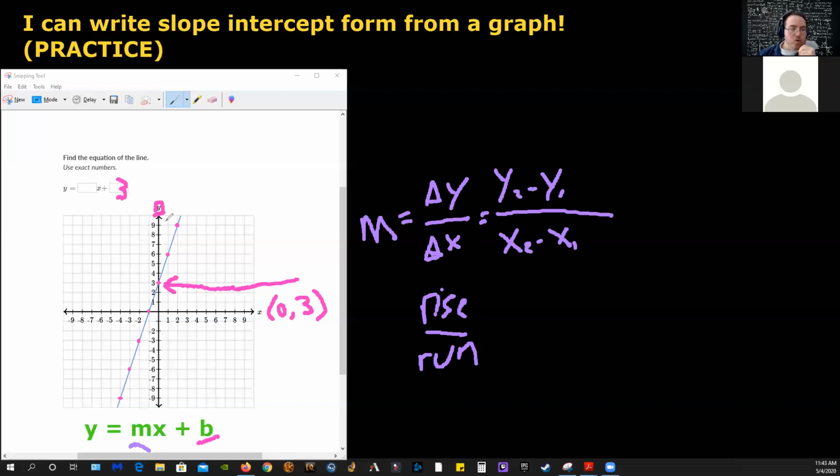So pick any two of these pink points, any two. It does not matter. So if I wanted to go from here to here, that'd work just fine. I have to go up, and I have to go over to get there. So that's up 1 square, 2 squares, 3 squares, 4 squares, 5 squares, 6 squares. So that means the rise is 6. That's the change in y.